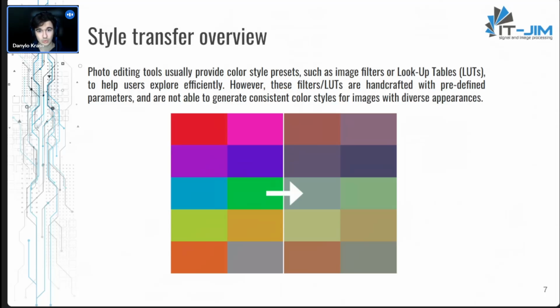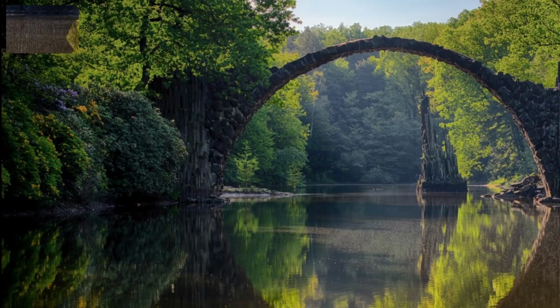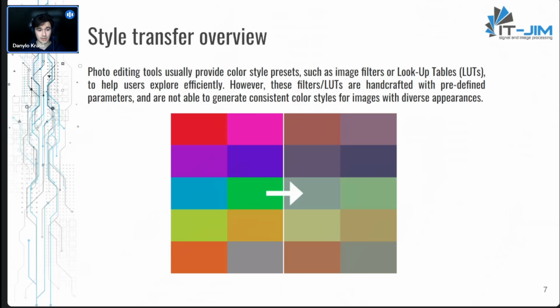Basically, there are three types of such techniques. The first one is color style presets, such as image filters or lookup tables. Even though these presets are widely used and show good results, these filters or tables are manually created with predefined parameters, and they are not able to generate consistent color styles for images with diverse appearance.